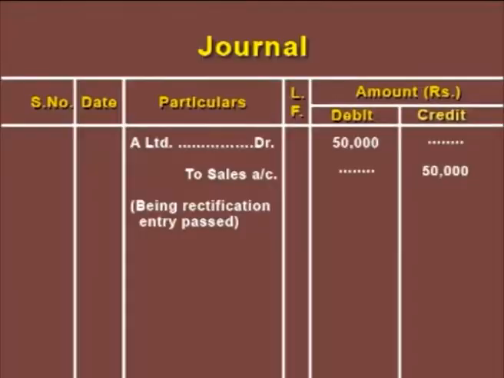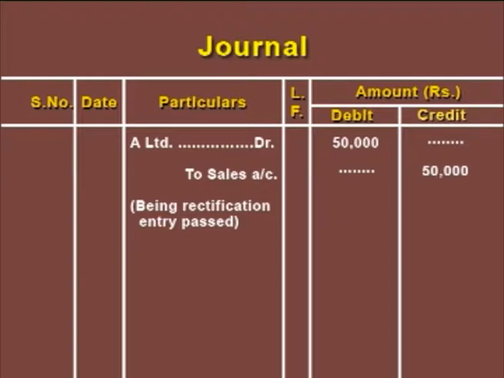It implies that our rectification entry must credit the sales account by rupees 50,000 and debit A Limited's account by 50,000. Understand that as one account is to be debited and one account is to be credited, and the concerned amount of these two accounts is also same, suspense account will not figure in the rectification entry. So, the related rectification entry will be A Limited account debit to sales account, the amount being 50,000 each.